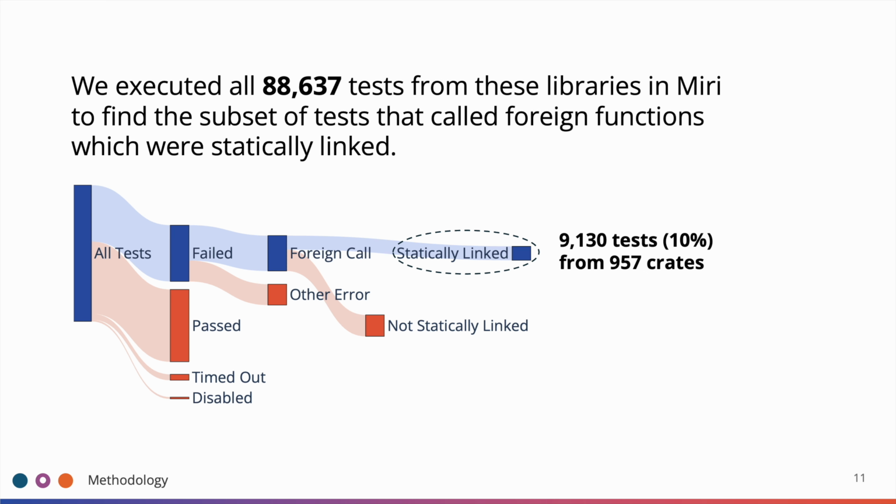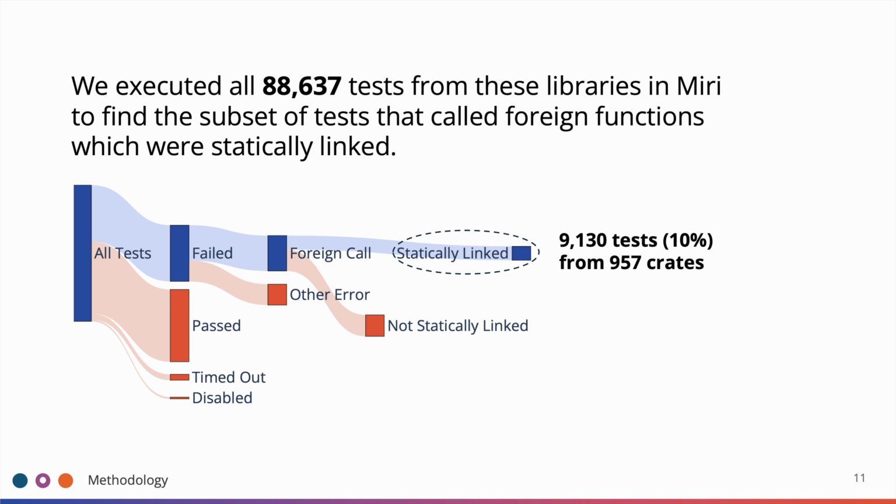These libraries had 88,637 test cases, but not every test actually tried to call a foreign function. So we took these tests and ran them in an unmodified version of MIRI to find out which terminated due to encountering a foreign function. About 10% tried to call foreign functions that were available in the statically linked source files.